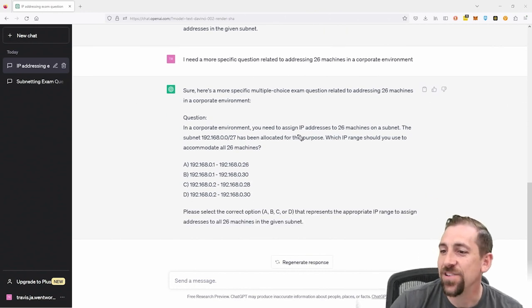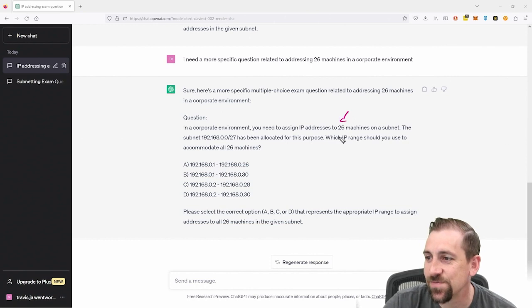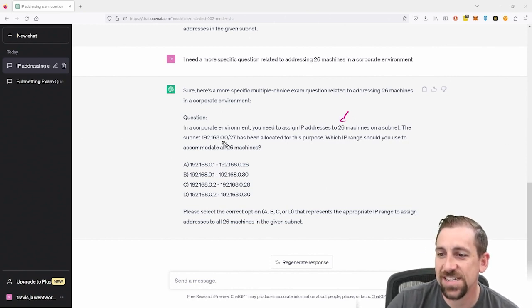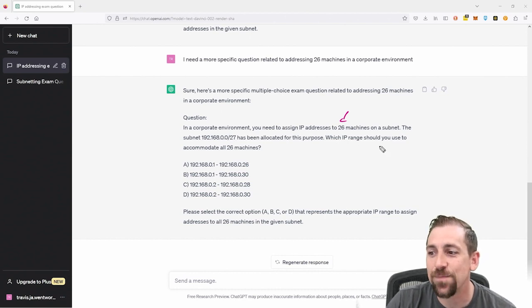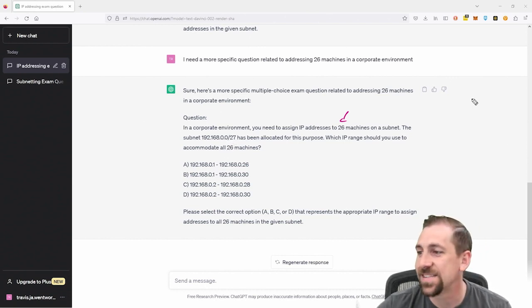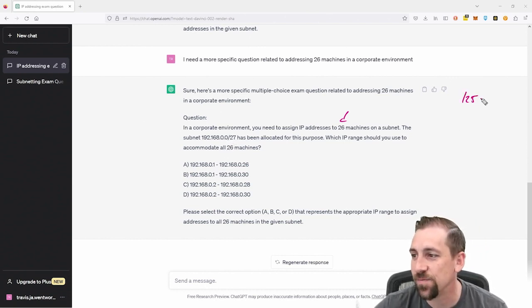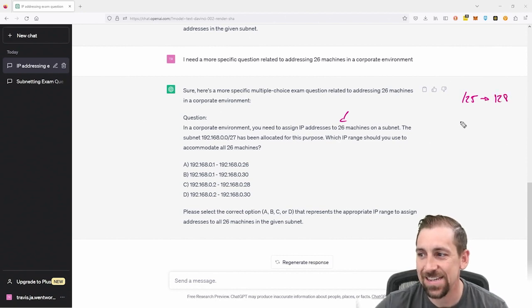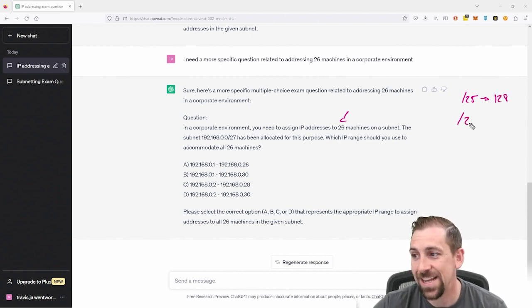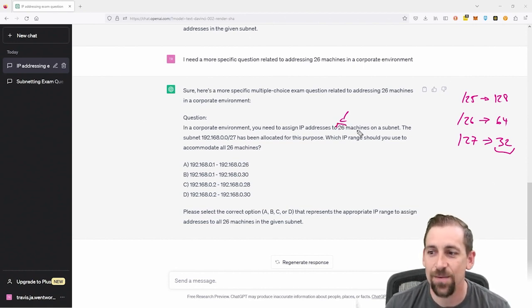In a corporate environment, you need to assign IP addresses to 26 machines. The subnet 192.168.0.0/27 has been allocated for this purpose. Which IP range should you use to accommodate all 26 machines? So this is a slash 27. So we said a slash 25 is a block size of 128. A slash 26 is a block size of 64, and a slash 27 is a block size of 32. And so a block size of 32 is going to accommodate these machines.